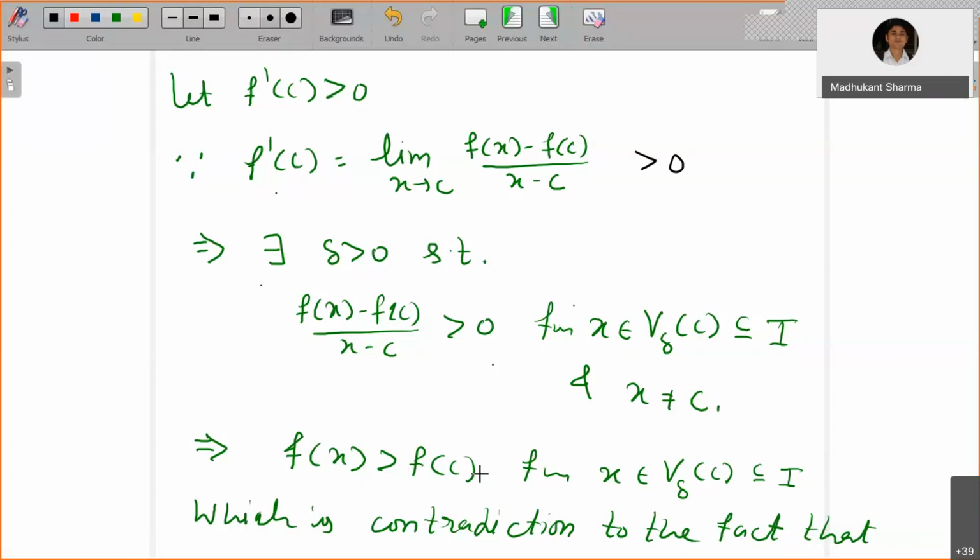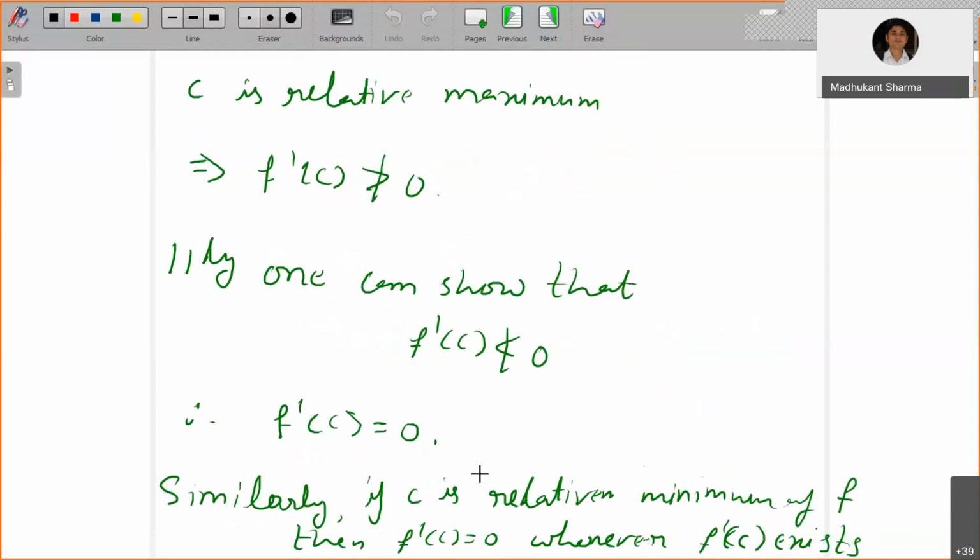Similarly, you can discard the case of f dash of c less than 0. You can show that f dash of c is not less than 0, so the only possibility is f dash of c is 0. So our result is established for the case when f has a relative maximum at c and f dash exists, then f dash of c is 0. Similarly, if c is a relative minimum, you can argue in a similar manner, then f dash of c is 0 whenever f dash of c exists.